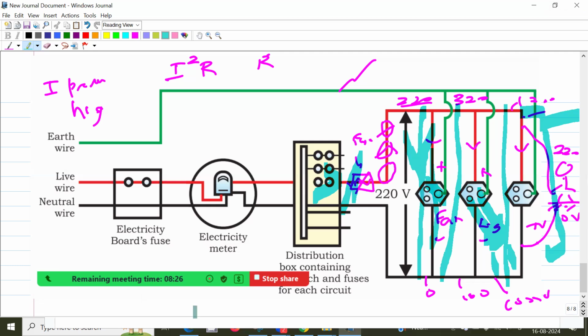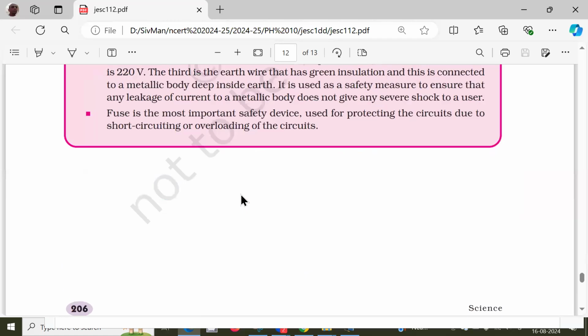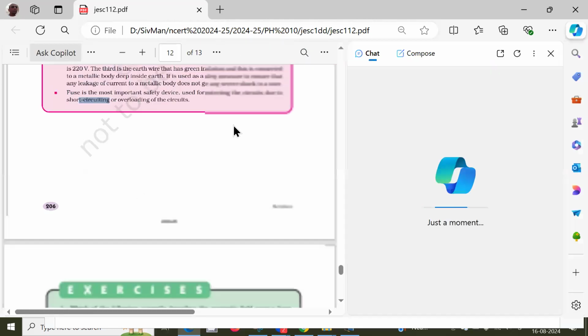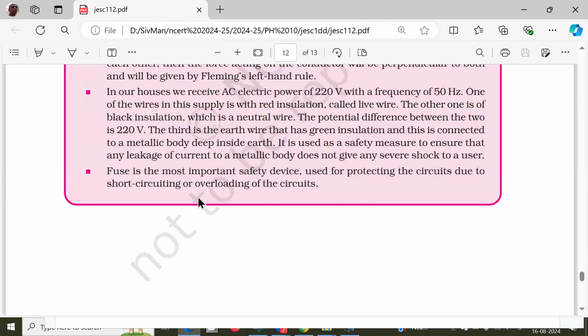Just 1 minute left. I think this is the last topic of this 10th standard. The fuse is the most important safety device used for protecting circuits from short circuiting or overloading. Current can go high because of two reasons. One is overloading, where you have too many devices. One way to avoid overloading is to have three phase.